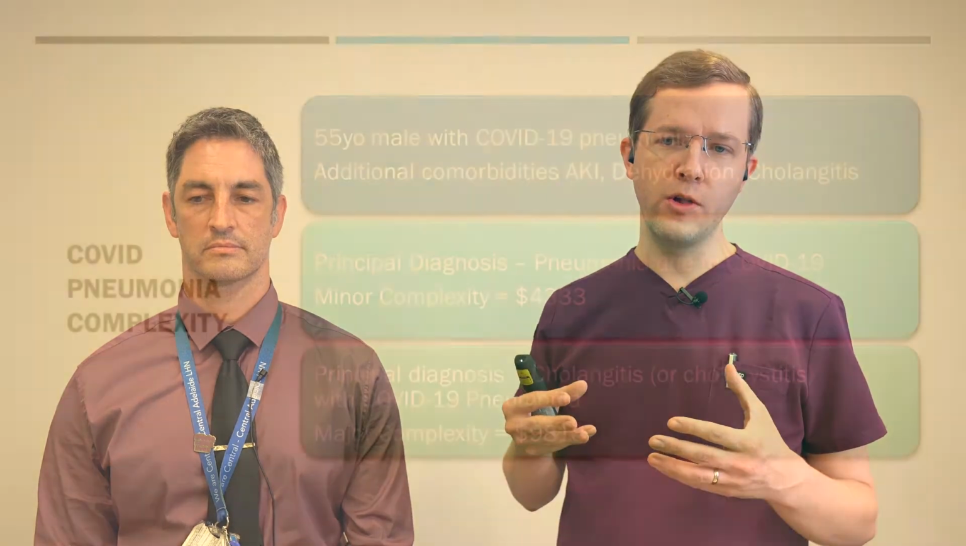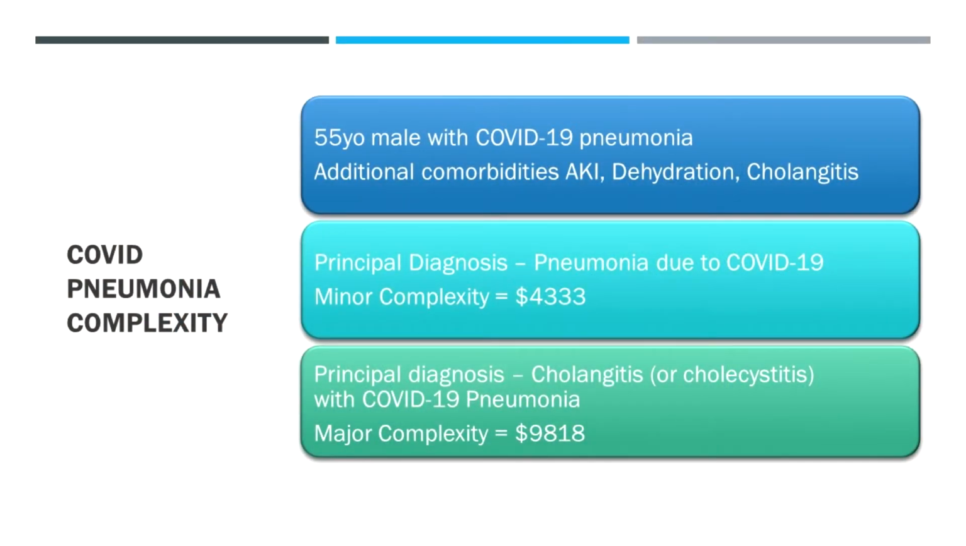However, if they presented because of abdominal pain, and it happened that in the workup they also found a COVID-19 pneumonia, cholangitis or cholecystitis would be the principal diagnosis, and the COVID-19 sits in the secondary or complication rate, and that's literally doubled the funding in that circumstance.